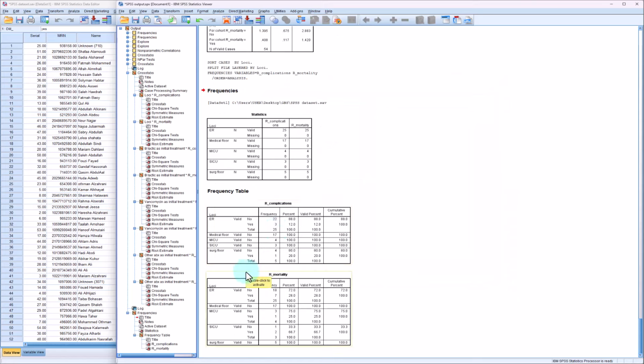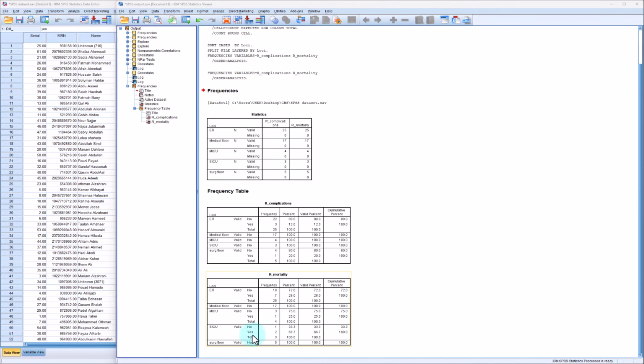Now we can see that the percentage of mortality was the highest in SICU. Here we can see 66% of the cases died, and lowest in surgery floor. Here no cases died, and again for complications, the highest complications rate was seen in the surgery floor, and basically in medical floor, MICU and SICU, nobody had complications. These data are not very valuable because we only have a few cases. So I think these results are not very valuable. But yes, we got something statistically significant.